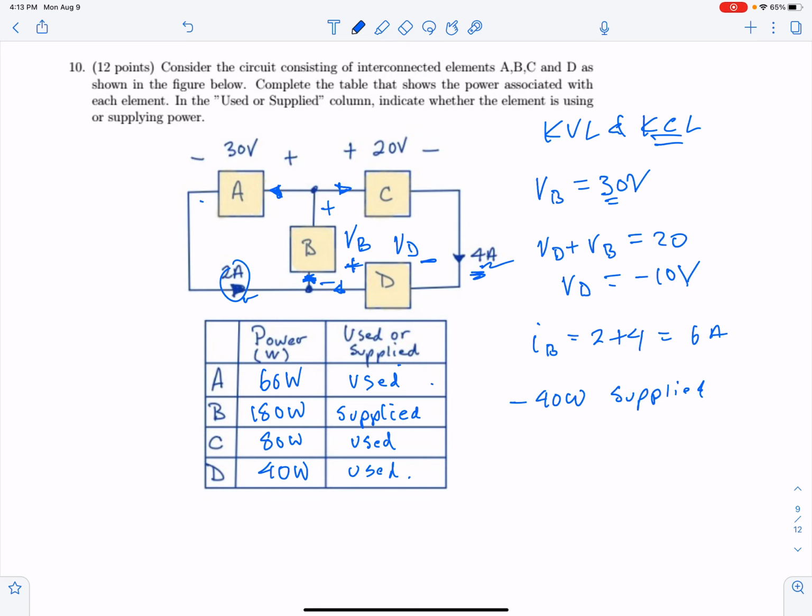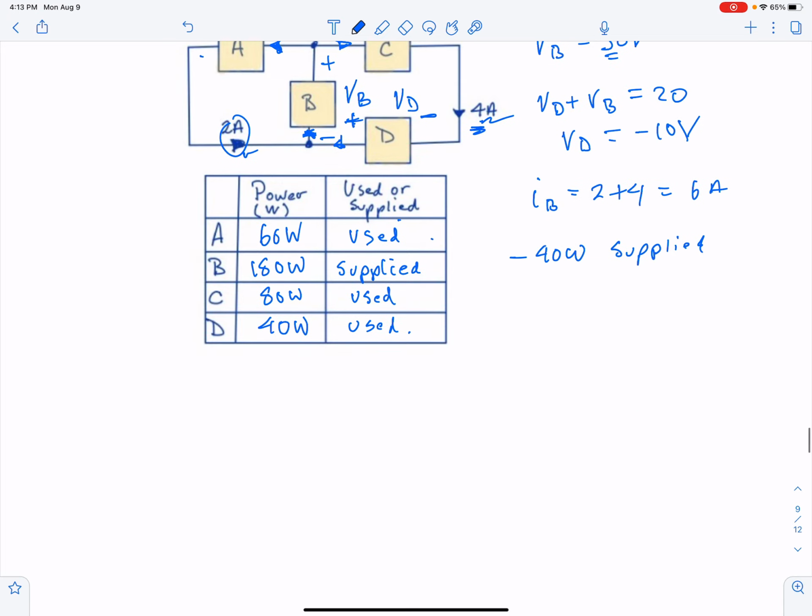Then we just need to check our math to make sure everything balances in terms of conservation of energy and power. I'm looking at 180 on the supplied side. I add up the used: 60 plus 40 plus 80, that's 180 watts on the used side as well. So you see these balance, and I'm pretty confident about my answer.